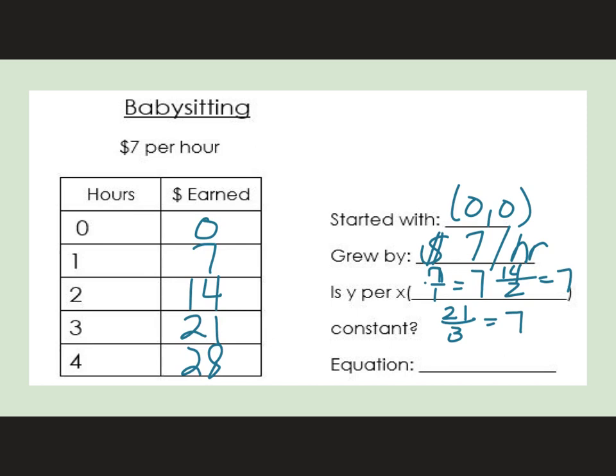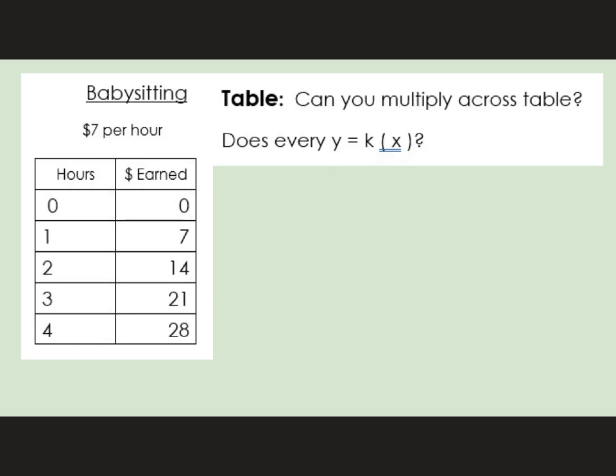So when we look at this equation we've just created, y equals the rate at which it's changing, which is 7, so it would be 7x. So if this is your table, your equation is y equals 7x.